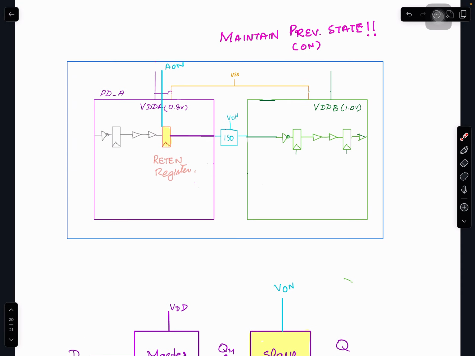Next time we will look into an example of UPF. After that, we will move on to the next stage of our timing flow.